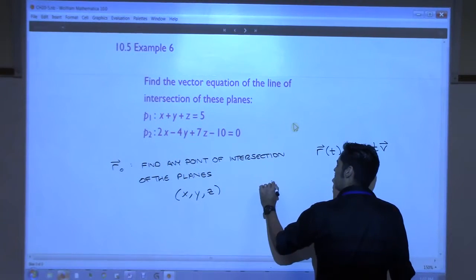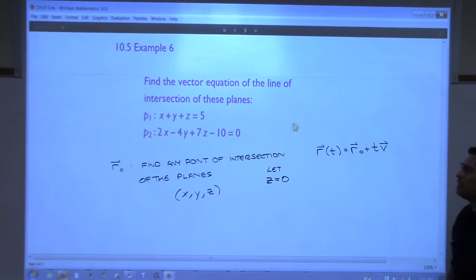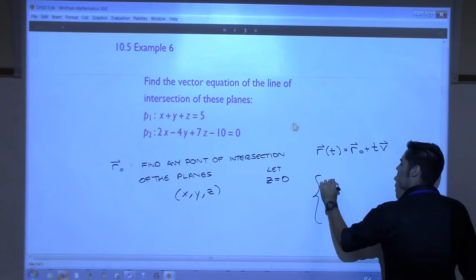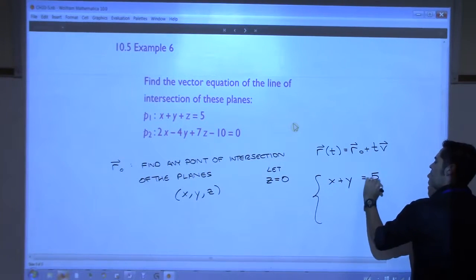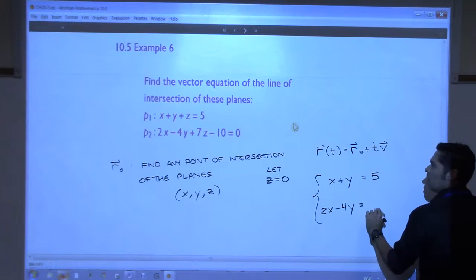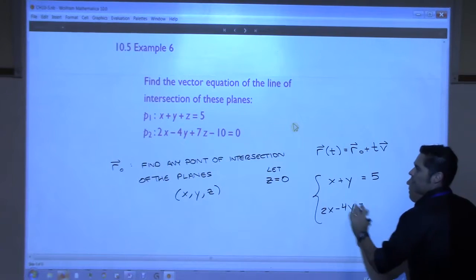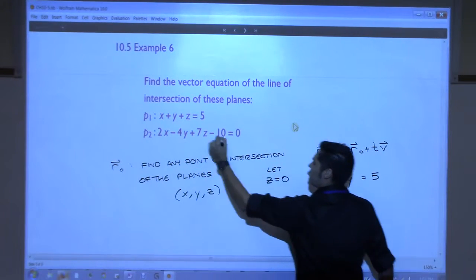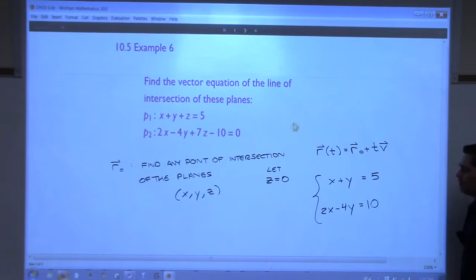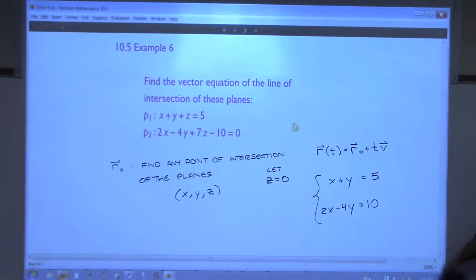So you do something like this. You could set up the system, but how about we do this instead? What if I just let z be 0? Okay? What would happen if I let z be 0? What would those two equations reduce to be? X plus y is 5, and then 2x minus 4y is what? Equal 10, so move that over so we get this, right? Now you have a system of two equations and two unknowns. And now we should be able to solve that, right?